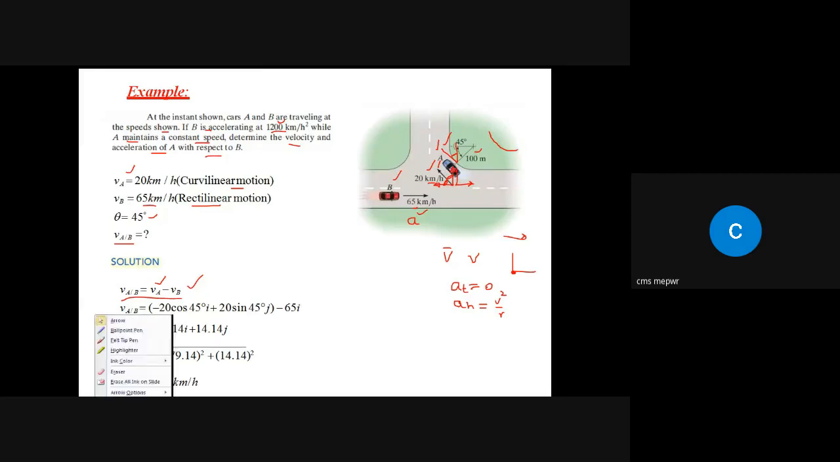So let me remove the extra things. Okay, so it can have one component in the minus x direction and one component in the positive y direction. And the magnitude is 20, angle is 45. So the component in x should be 20 cos 45, and this one should be 20 sine 45. The component in negative x should be written with a minus sign because positive x is given on the right side.